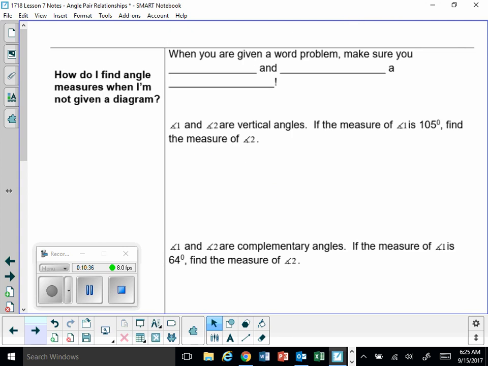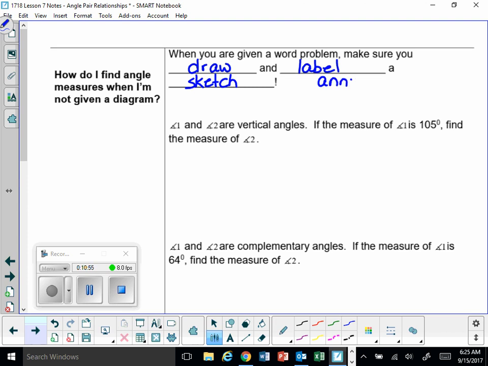So how do you find angle measures when you're not given a diagram? Well, you better make sure that you draw and label a sketch. Remember that labeling is the same as annotating. Annotate is one of those words you're hearing a lot in all of your classes. You annotate text in English in particular, and labeling in mathematics is the exact same thing.